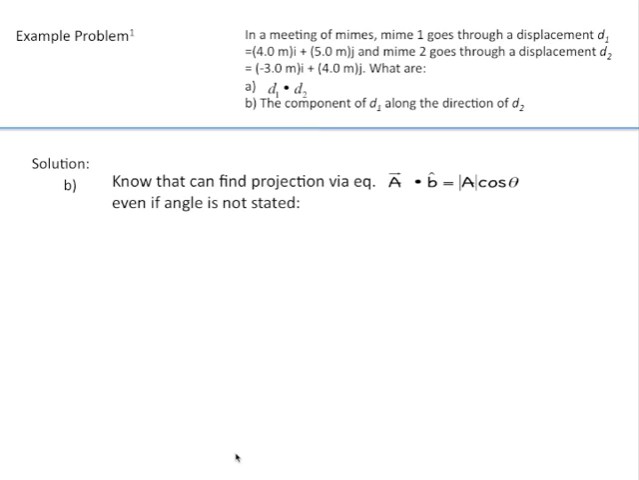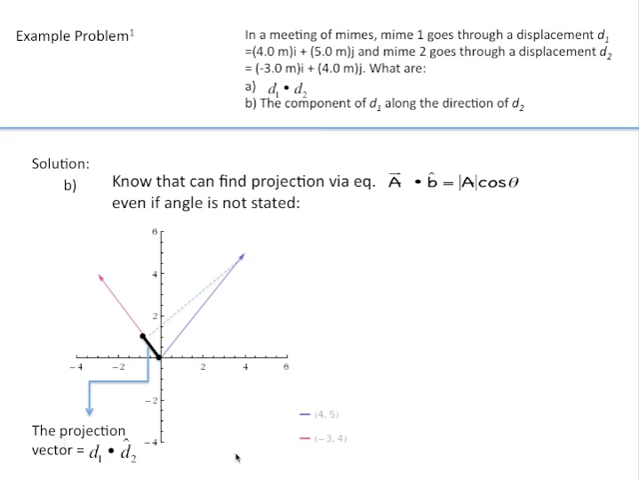For part B, we know that we can find the projection by the equation a dot b hat equals the magnitude of a cosine theta, even if the angle is not stated. The diagram below illustrates the vectors. The black line illustrates the projection vector d1 dot d2 hat, which is what we want to find. So let's solve.